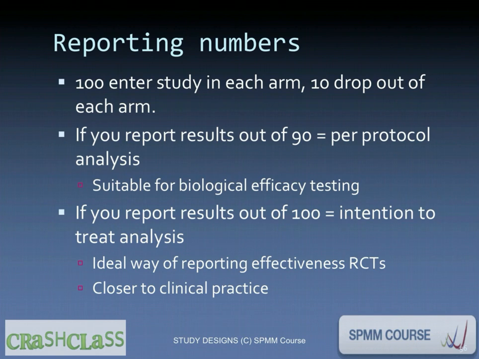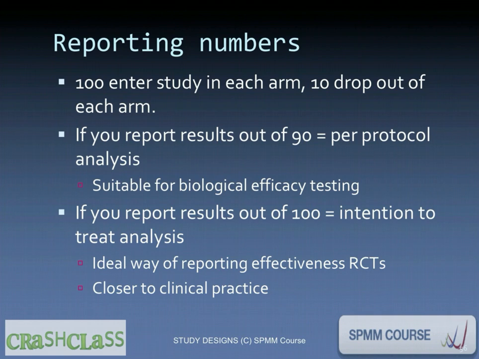Let's say you do a randomized controlled trial. 100 people enter each arm. You are comparing olanzapine versus placebo. 10 people drop out of each arm. If you now report the results only for the 90 people who completed the study in the olanzapine arm and the 90 people who completed the study in the placebo arm, a 90 versus 90 comparison, what you're doing is called a per protocol analysis, because you're only including people who adhered to your protocol.